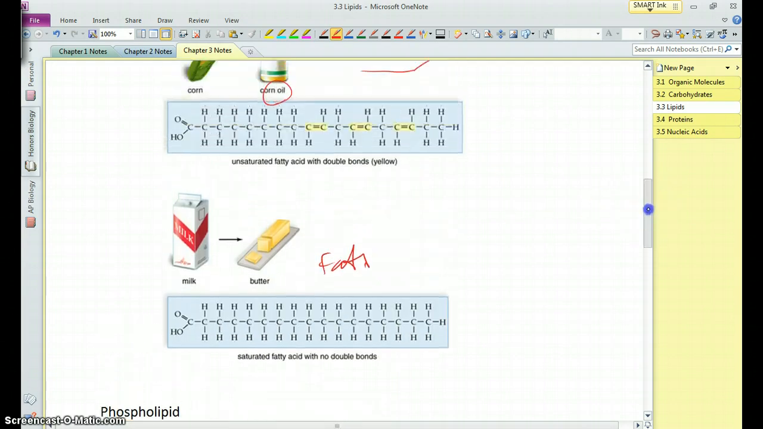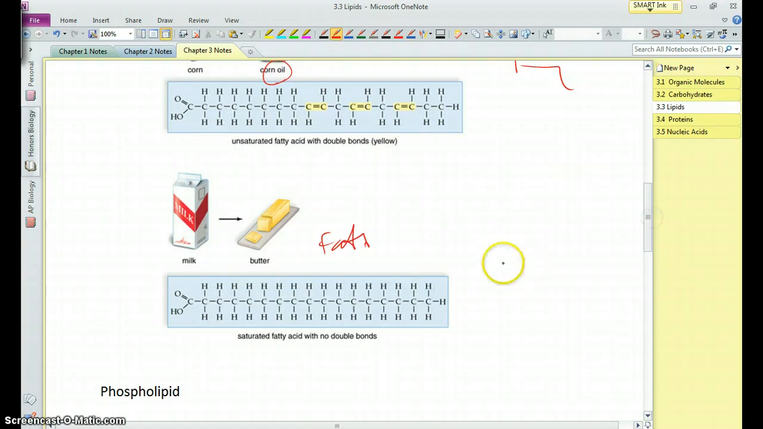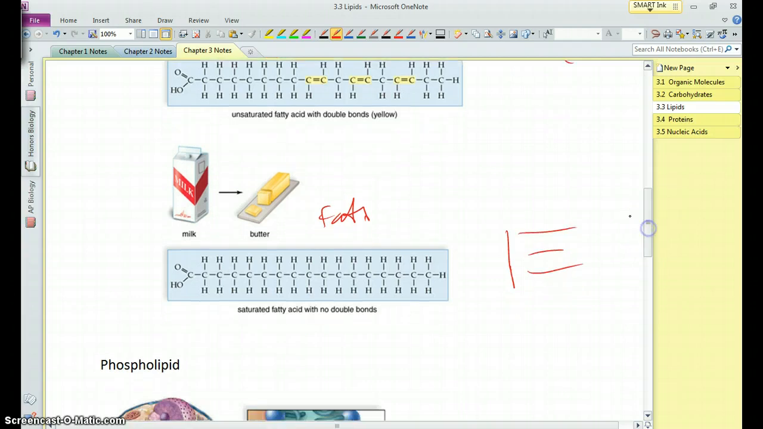When you have a triglyceride with fatty acids that are bent, the fatty acids don't pack in as tightly and they stay liquids at room temperature. Thus we call them oils. Whereas the triglycerides that have fatty acids that are perfectly straight will pack in tighter, and they are solids at room temperature and are known as fats.